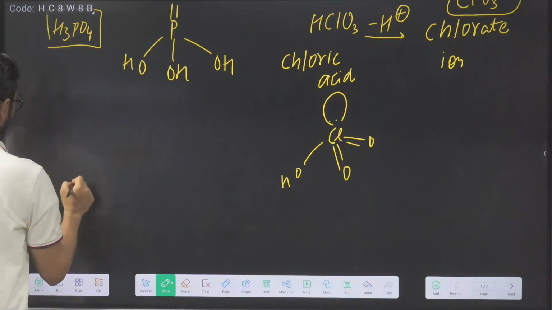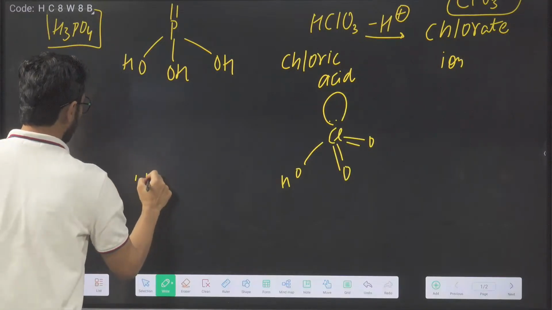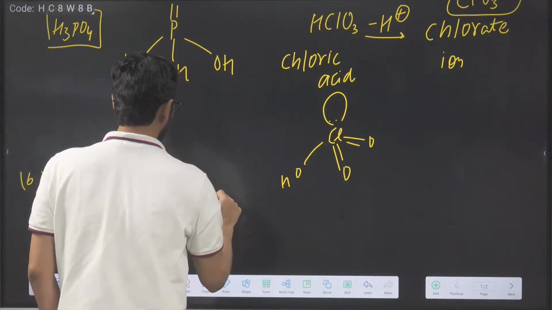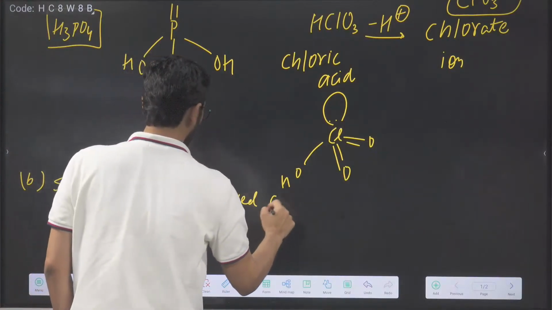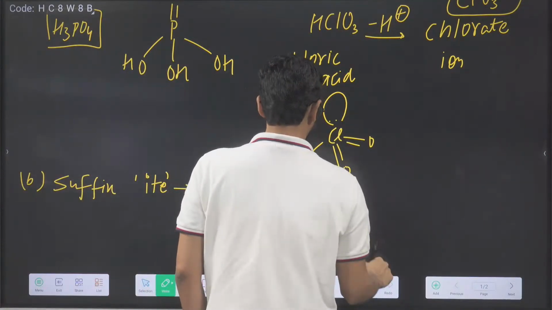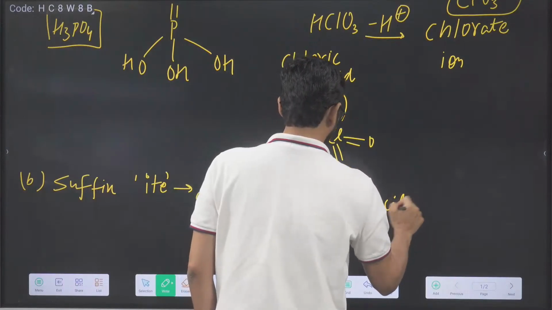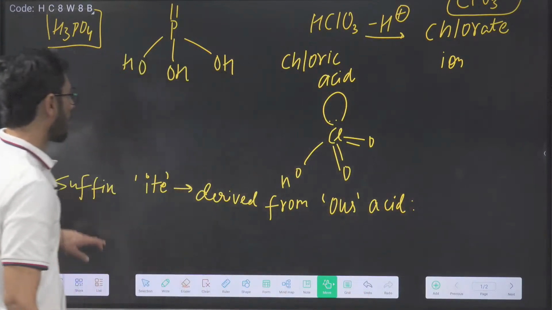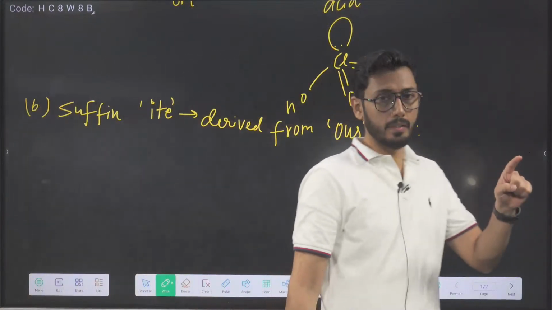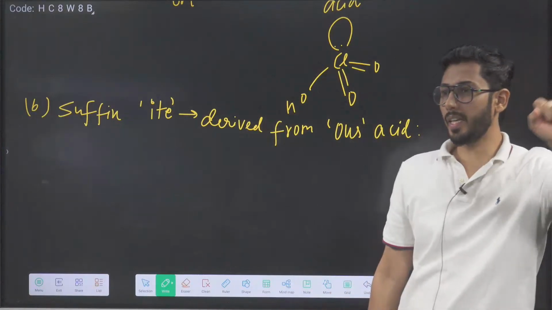Then the second possibility is in naming of anion. Suffix "ite" is used. When to use "ite"? It is derived from which acids? "Ous" acids. The name of the anion with "ite" at the end means the suffix is used when that anion is derived from which acid? "Ous" acid.